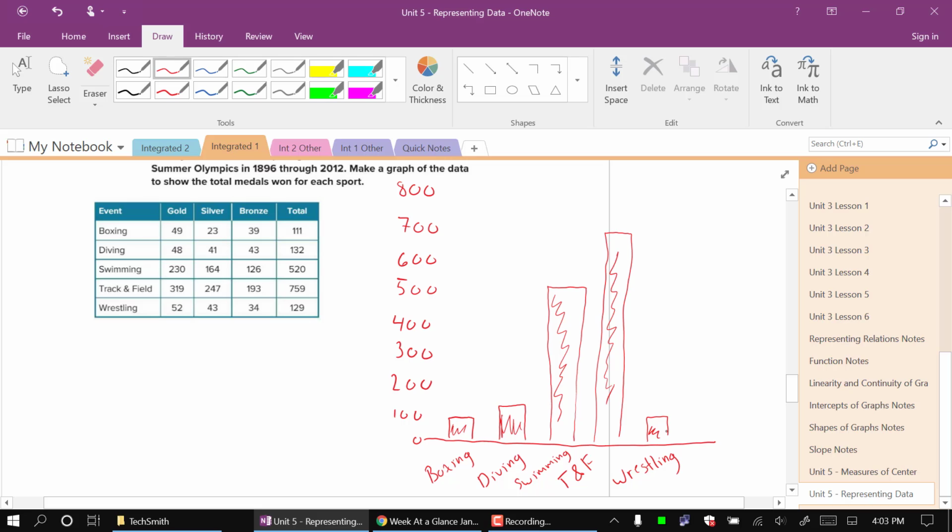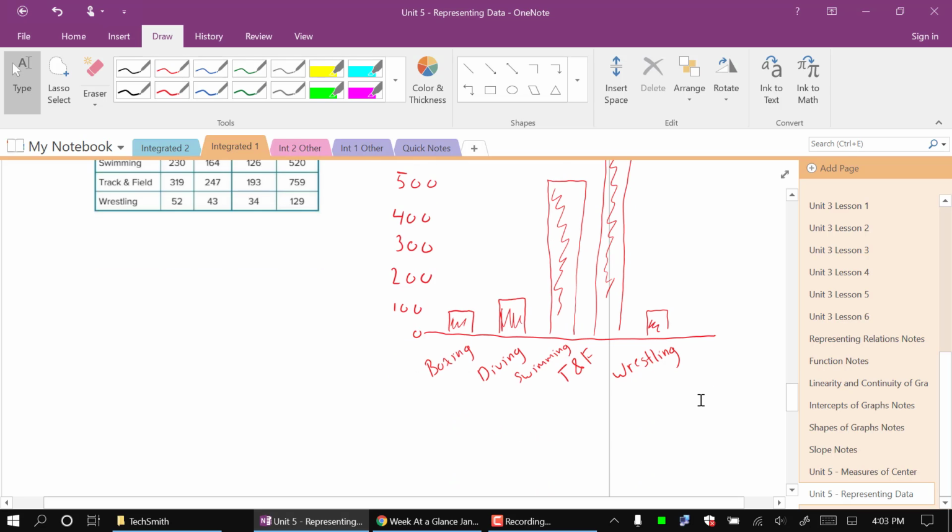So there's our bar graph. Again, we used the bar graph because we had categorical data. We had boxing, diving, swimming, track and field, and wrestling. So that's why we represented it with a bar graph. Let's take a look at example 4.